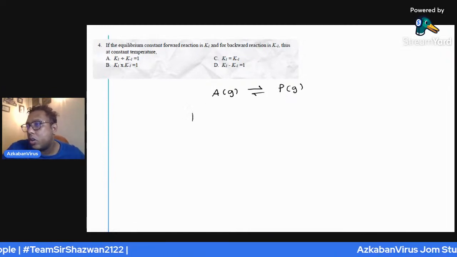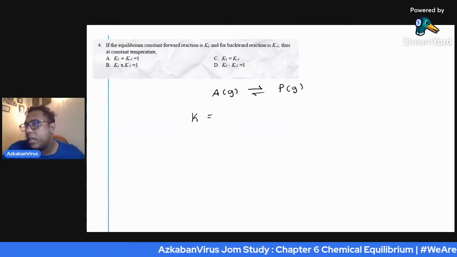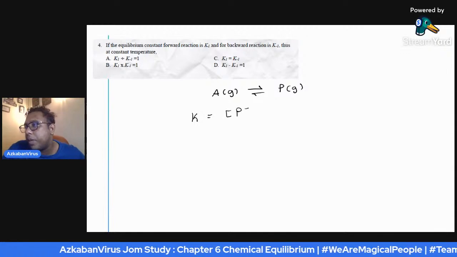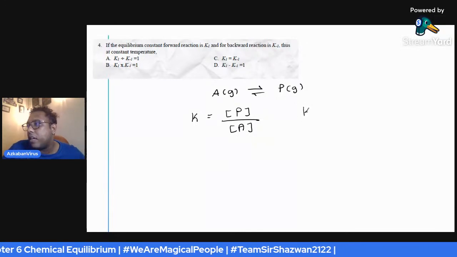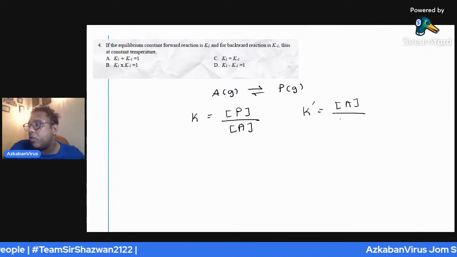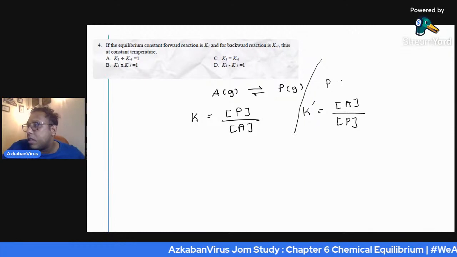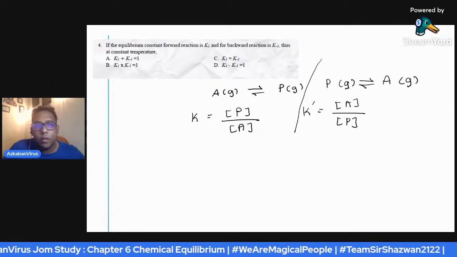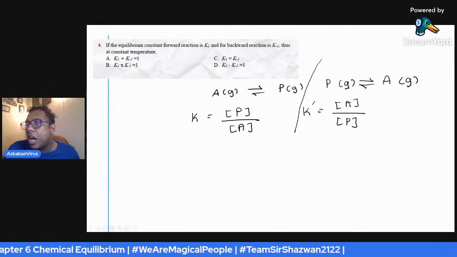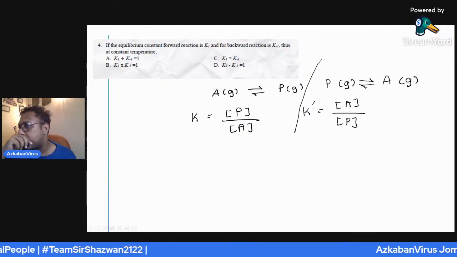Okay, so K forward is equal to concentration of P bahagi concentration of A. K reverse is equal to concentration of A bahagi concentration of P. Ini kalau reverse. Reverse bermaksud apa? Reverse bermaksud P tu dia yang menjadi A pula. Okay, so sekarang ni kita tengok apa hubungan K forward dengan reverse ni.